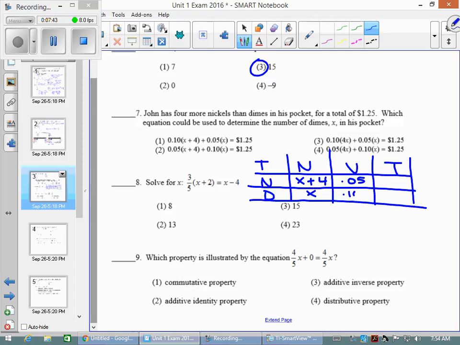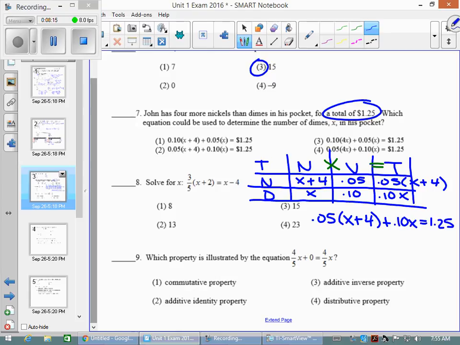If I want to write the total column, remember you just take your number times your value and it's equal to your total. So if I take that 0.05, I'd be multiplying that by x plus 4 in parentheses, and 0.10 times x, you do or do not need parentheses there. They tell us then that he had a total of $1.25. So I want to take that 0.05 times x plus 4 plus 0.10x and set it equal to $1.25. I want to take a look now at my choices, and that matches up with choice 2. They just wanted you to come up with the equation for it, and if you were trying to find x, this would be the equation you would use to do so.